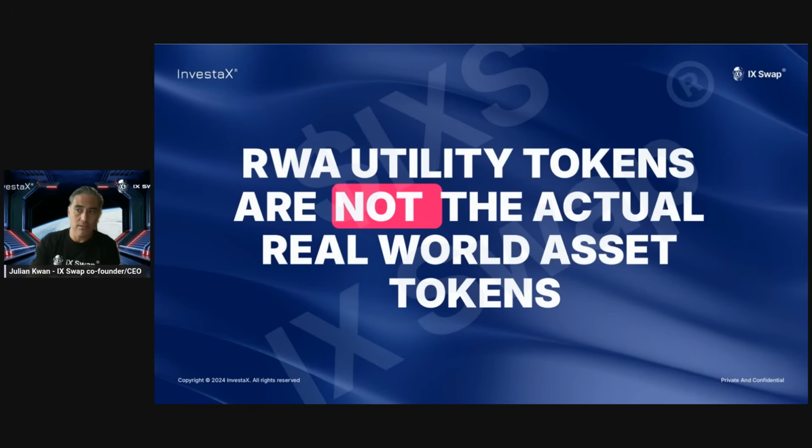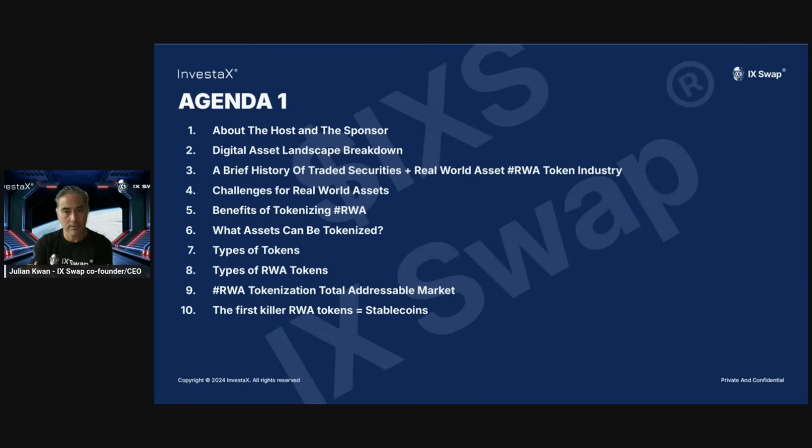The cryptocurrency real-world asset utility tokens, including Ondo, Pendle, they are not actually real-world asset tokens. So there's two things going on here. There's the crypto tokens version and then the actual real-world asset equity tokens. So we've got a long way to go.